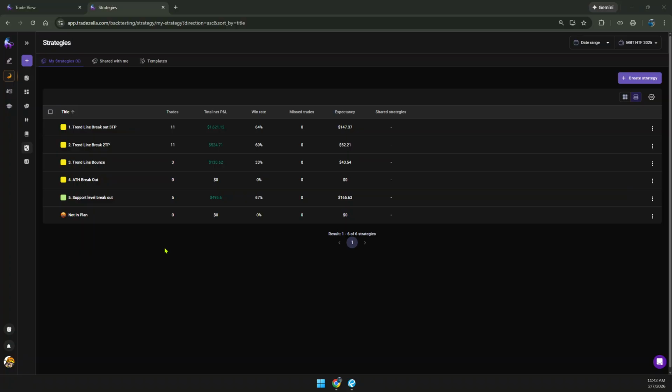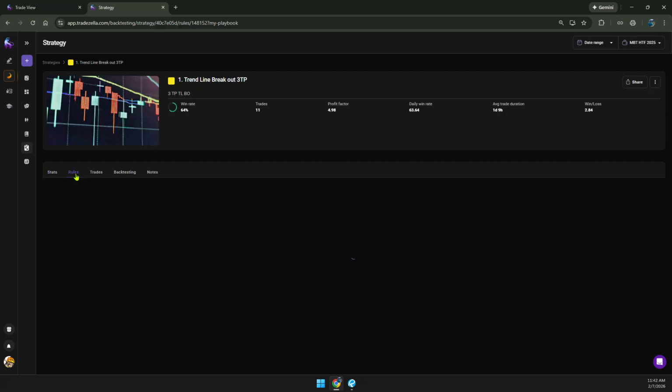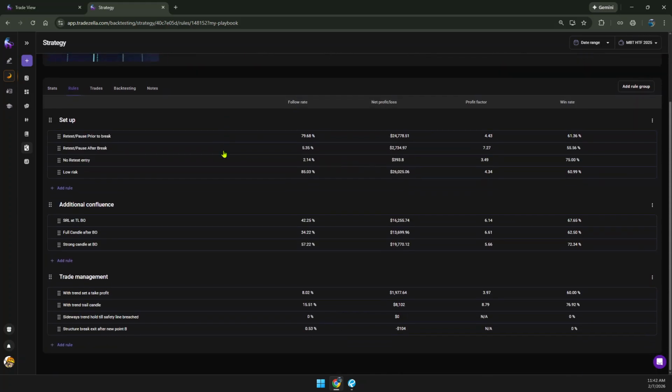These are my main playbooks. Oh, I also have a not-in-the-plan playbook, so if I ever take that, it goes there. What you're looking at here is all my backtesting stats. Looking at the rules of my playbooks, they're almost all identical. I want what I call a retest or a pause. That's basically a pullback.